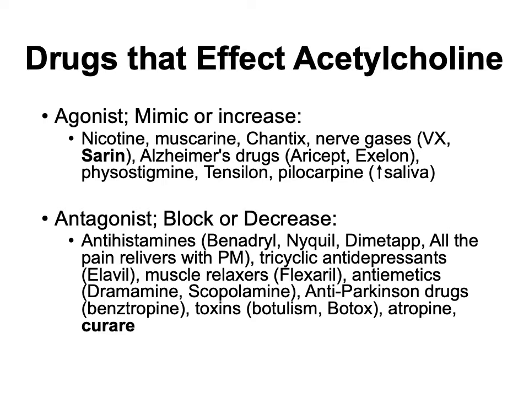Antagonists, ones that affect acetylcholine that block or decrease its effects, are antihistamines, such as over-the-counter ones, Benadryl, NyQuil, Dimetapp, and all pain relievers that have a PM with it, tricyclic antidepressants, such as Elavil, or muscle relaxers, such as Flexeril, and also antiemetics, such as Dramamine or scopolamine. And some anti-Parkinson drugs, such as benztropine, will also act as antagonists. And toxins, such as botulism and Botox. I already mentioned atropine earlier, and then curare, the dart poison.